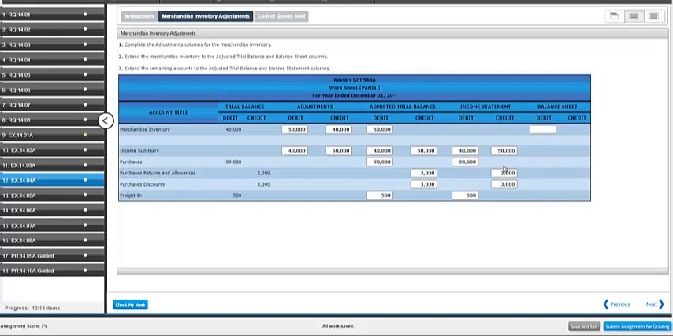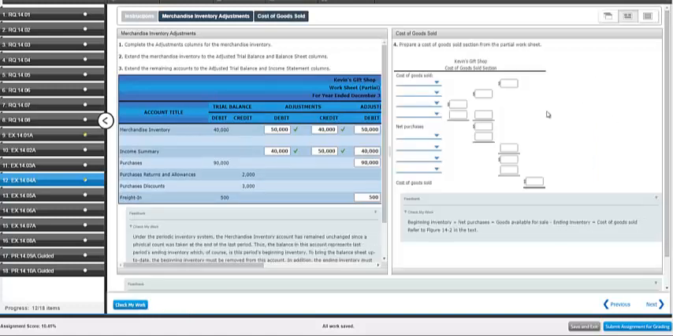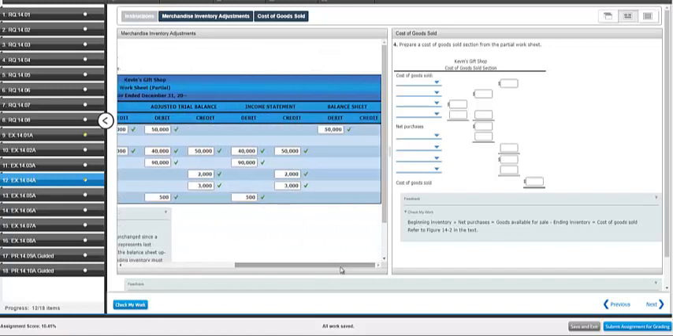Now, anything above income summary goes on the balance sheet. So we will move our merchandise inventory balance, because it is an asset, over to the balance sheet. Okay, so apparently we've got to calculate cost of goods sold now. We need to see our income statement to do that. All right, so cost of goods sold always starts out with beginning inventory.